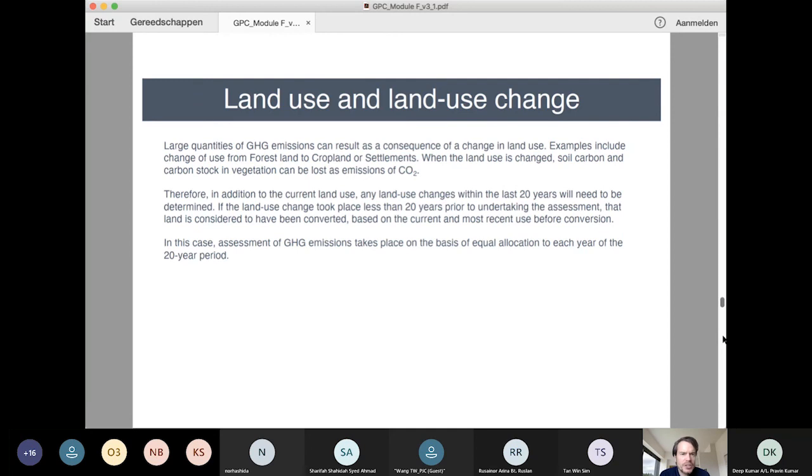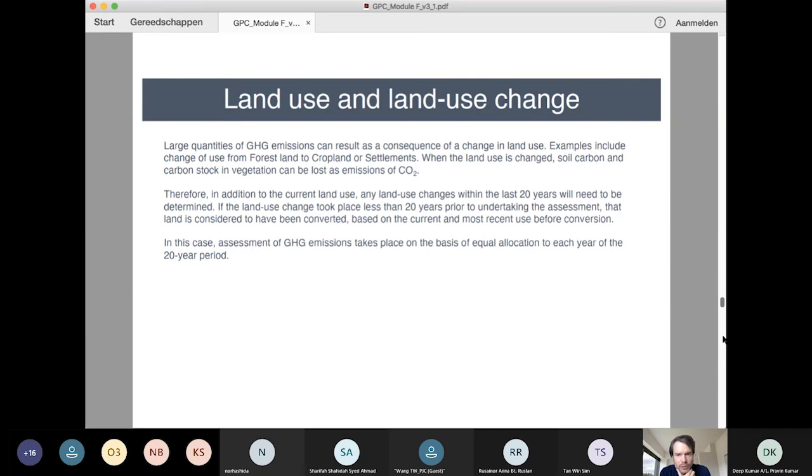Large quantities of greenhouse gas emissions can result as a consequence of a change in land use. Examples include changing forest land to cropland, and that could be, say, forest land into a biofuel plantation or into settlements. And where land use is changed, soil carbon or carbon stock in vegetation can be lost as emissions of carbon dioxide.